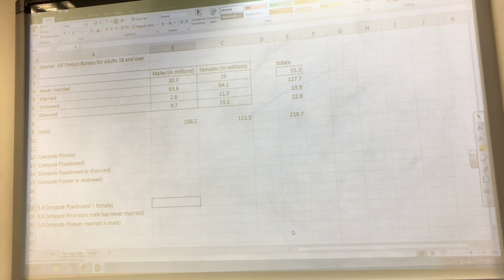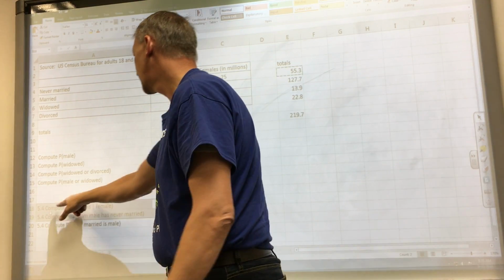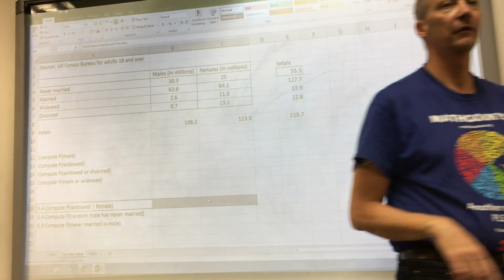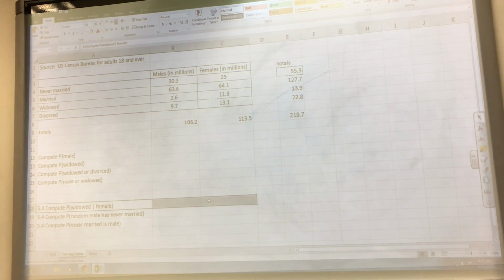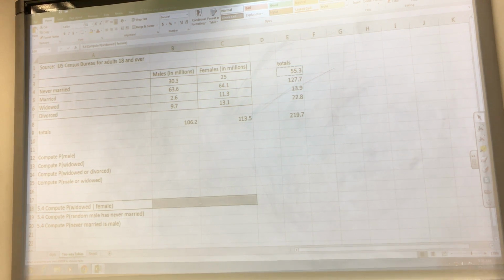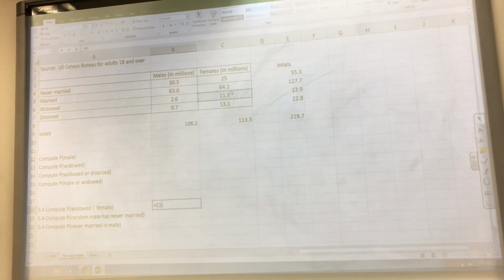So widowed, and that line means given. So we're doing this one here. Probability that someone is widowed given that they are female. I'd take the total of the widowed females, 11.3, divided by the total females, 113. Okay, so essentially that was right.